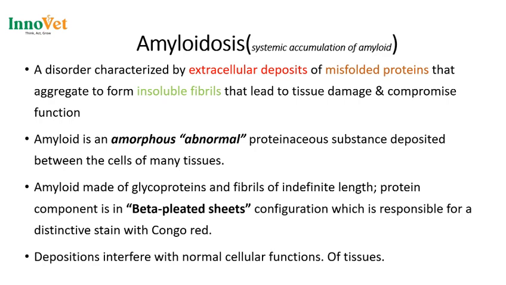These beta-pleated sheets are an abnormal configuration of proteins. Usually, normal proteins should have the alpha helix configuration. But these amyloids have an incorrect configuration, that is the beta-pleated configuration. And it is the one that is responsible for the distinctive stain with Congo red. When we stain them with Congo red, they will pick it up and an observation can be seen that they have stained with Congo red. As I have mentioned, the depositions will interfere with the normal cellular functions of tissues.